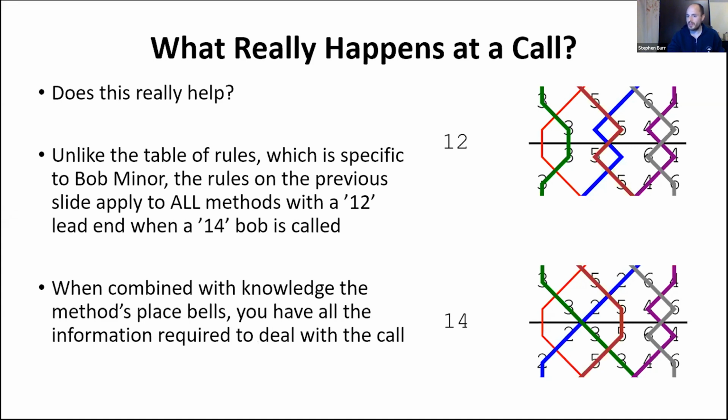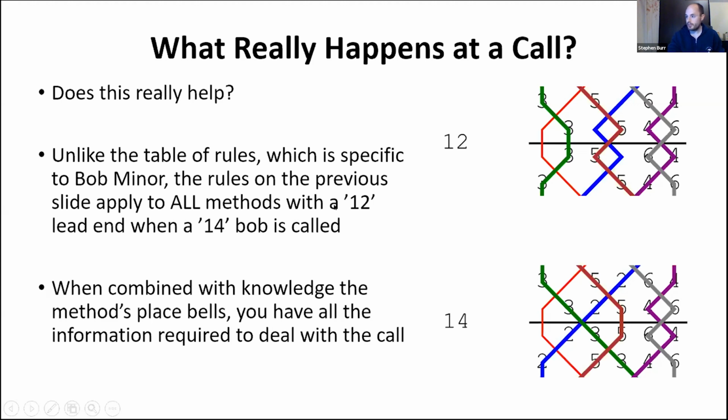So does thinking about it in this way really help us? Well, unlike the table of rules, which we saw a few slides ago, which is specific to a particular method, the rules that I've described on the previous slide, they apply to all of the methods where we have a 1-2 change at the lead end, which is altered to a 1-4 when a bob is called. So any method that has this change at a bob will have the consequences that we've discussed. And it doesn't matter if it's on a higher stage, if there's more bells at the back, then they just carry on doing what they would do anyway.